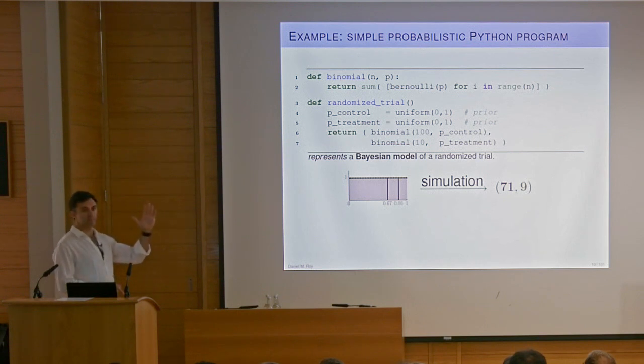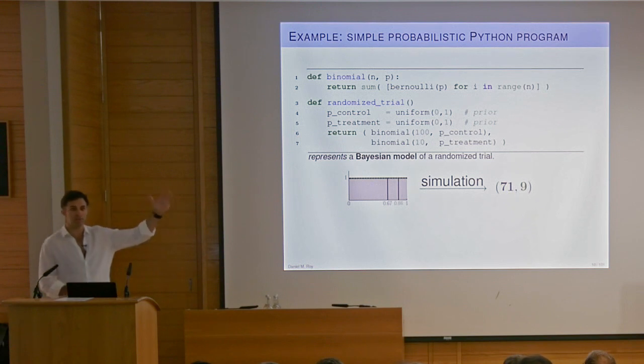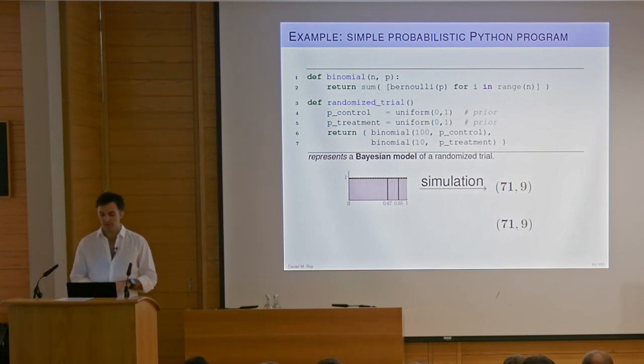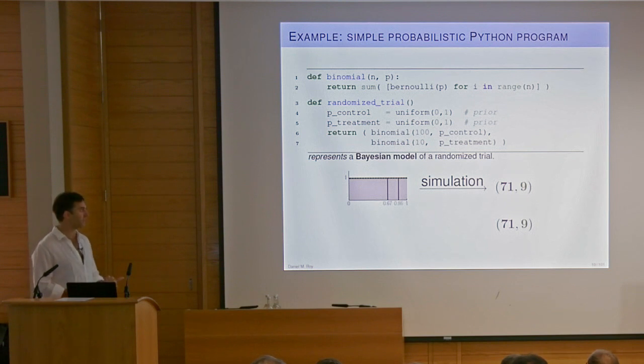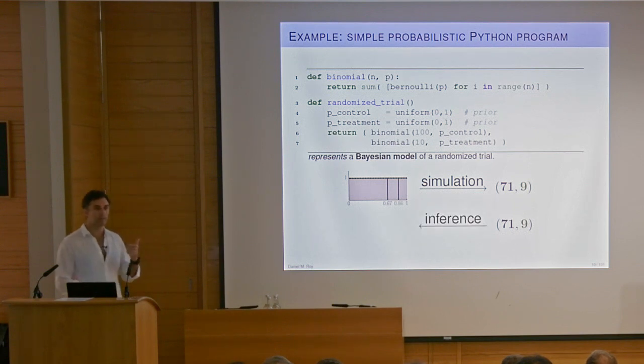So that's simulation. And that's also the easy direction in a sense, because I've written an efficient program and so I can run it. So statistics is often about the other direction. Not that I ran the program and got 71 and 9, but rather someone came to me and said, 71 people in the control group spontaneously healed, and 9 in the treatment group spontaneously healed. And then what they want to know is, what happened to get me here? All right, so that's inference.